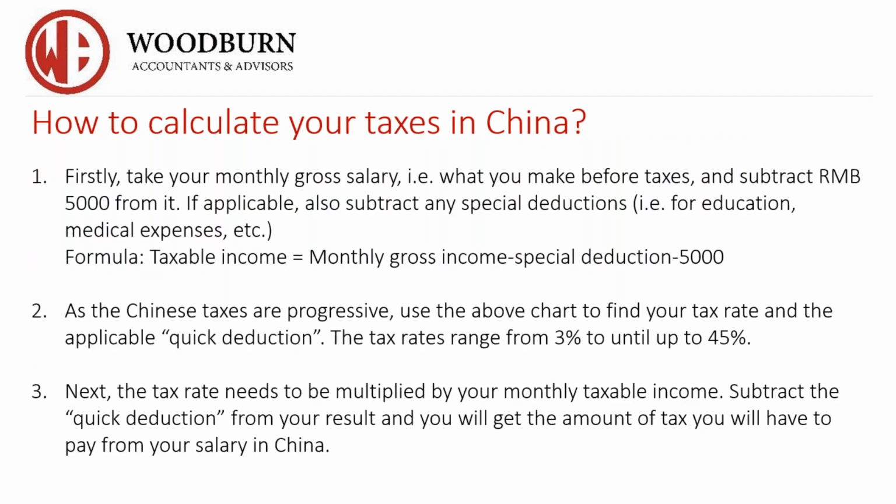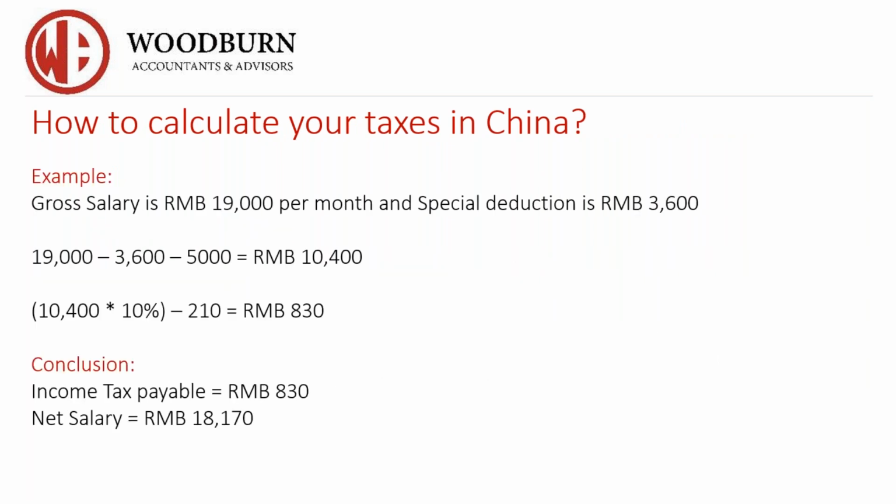How to calculate your taxes in China. This is all in written format. I've actually put numbers on the table so you can see how it's calculated. In theory, you should also be looking at the monthly income table to understand what your monthly taxable amount is. So let's say you have a gross salary of 19,000 RMB per month. You get a special deduction of 3,600. You get an additional deduction of 5,000. Now, where does that come from?